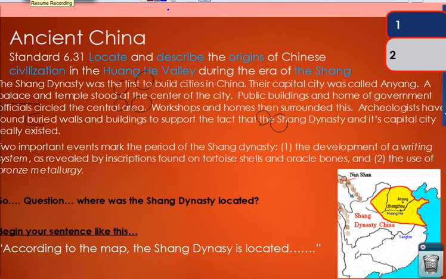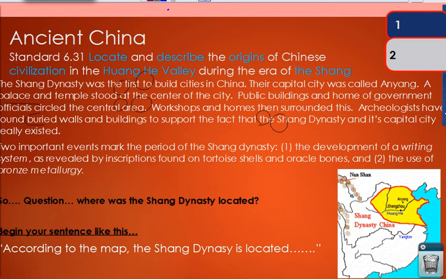All right, so the question is now, where was this dynasty located? Well, we know it was around the what river valley? The Huanghe or the Yellow River Valley. Okay, so we're going to say, according to the map, where the Shang Dynasty is located. From the looks of this map here, would you say east coast or west? East, okay? And you could say that it definitely encircled the Huanghe River.